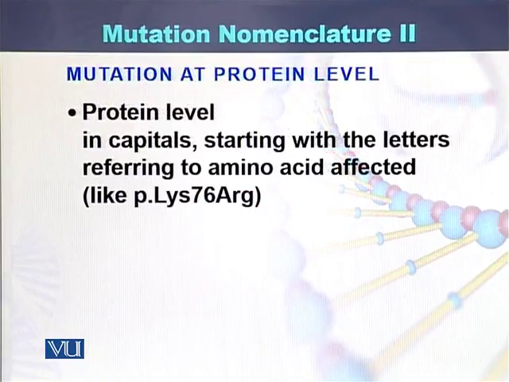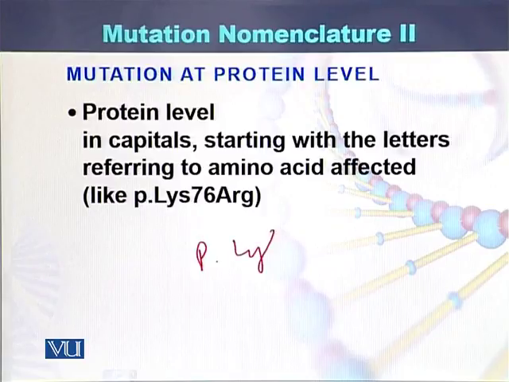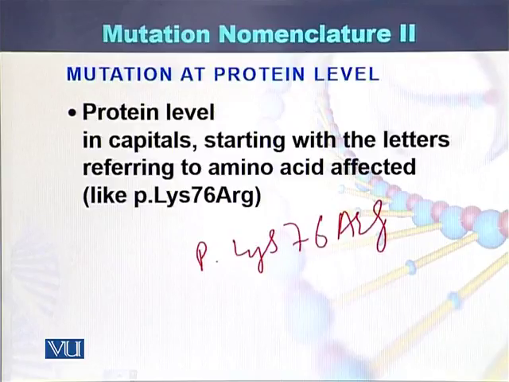A mutation described at the protein level is usually written as p.Lys76Arg. What is the meaning of this description? P is for the protein, Lys is for lysine, which is the amino acid. The amino acid which is present at position 76 has been changed into arginine. So in the sequence of the protein, lysine which was present at position number 76 has been changed into arginine.